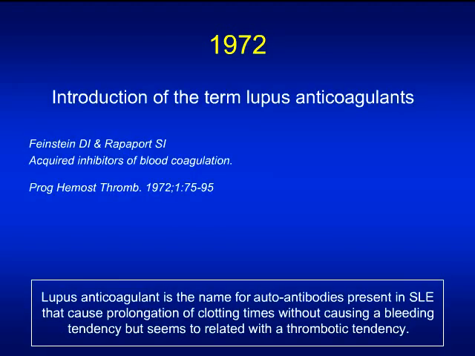Feinstein then introduced a new name for this inhibitor. He called it the lupus anticoagulant, naming it for an autoantibody present in patients with systemic lupus erythematosus that causes a prolongation of the clotting time without causing a bleeding tendency, but seems to be correlated with a thrombotic tendency. Later on, this name turned out to be a misnomer, because this anticoagulant is not only present in patients with systemic lupus erythematosus, but also in other patients. But it is very common in patients with systemic lupus erythematosus.